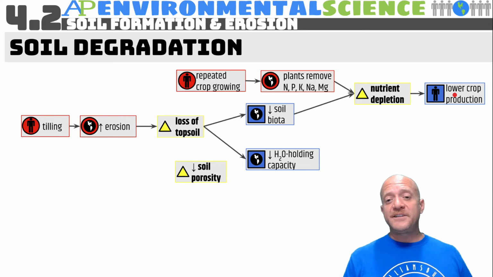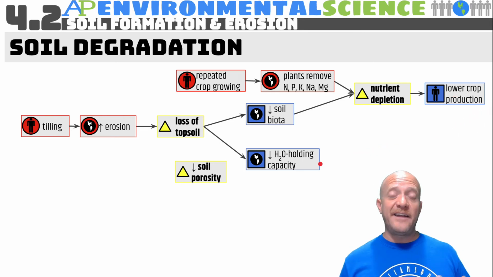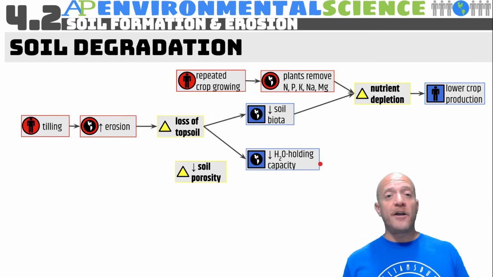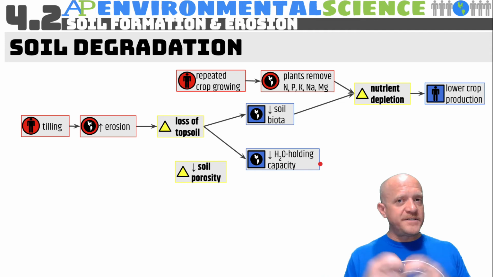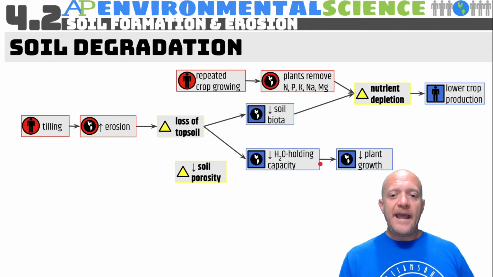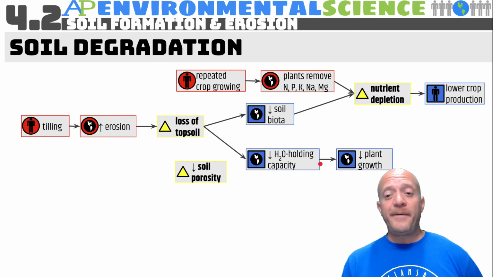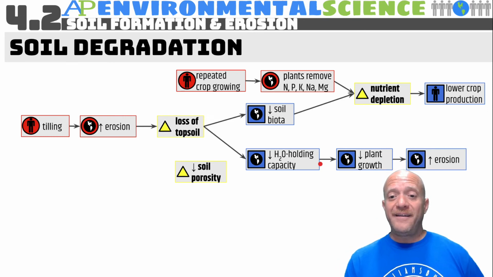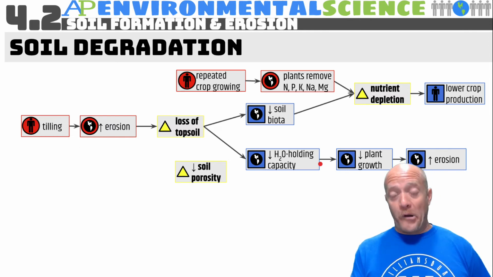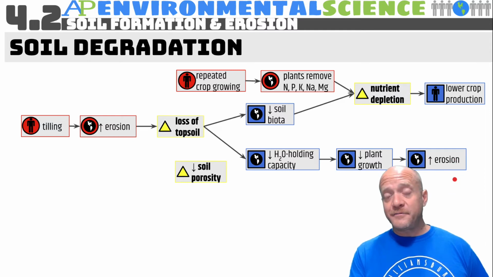But also when you lose the topsoil, you're losing that water holding capacity. The topsoil has a lot of organic material, and that organic material holds onto water and keeps that water from running off, but it also holds that water and makes it available for plants in the future. And when you lower the water holding capacity, you can lower plant growth, which then can increase erosion even more. It's kind of weird. You're increasing erosion, resulting in increased erosion.